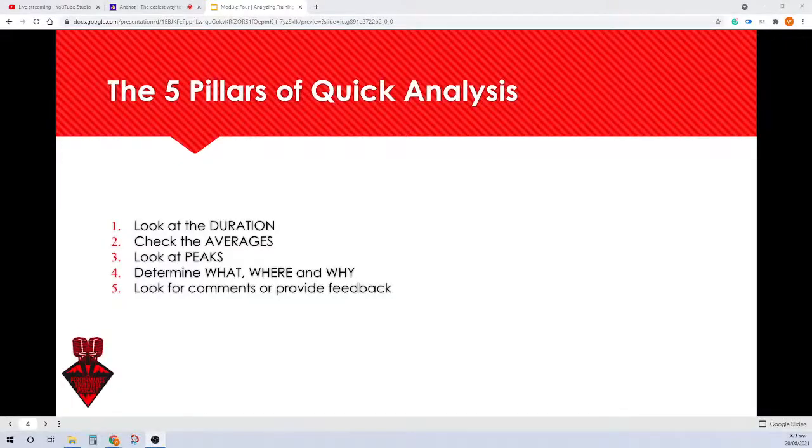Unfortunately, my screen just needs to load here, and I'll cut you into that so you can have a look. So this is the 5 pillars of quick analysis. You look at the duration or distance, check the averages, look at the peaks, determine the what, where, and why, and then look for comments and feedback.